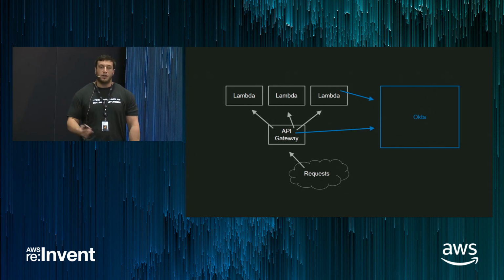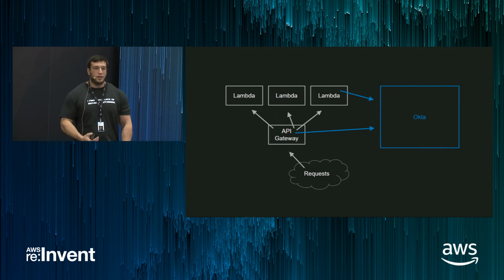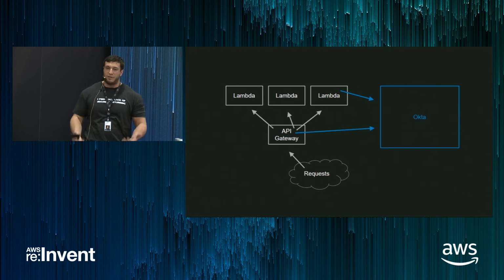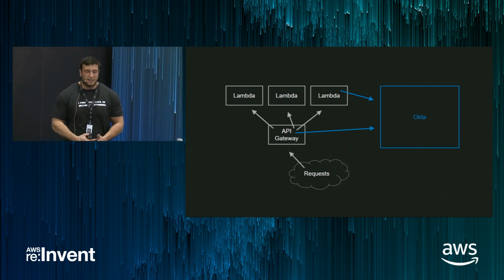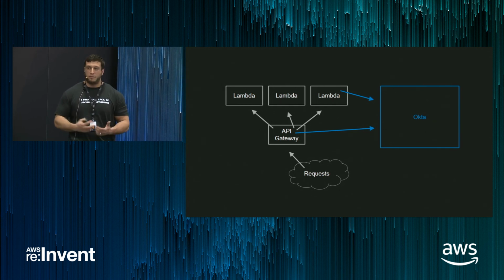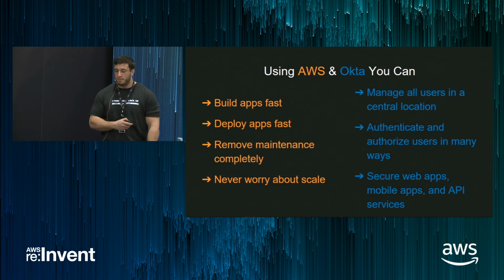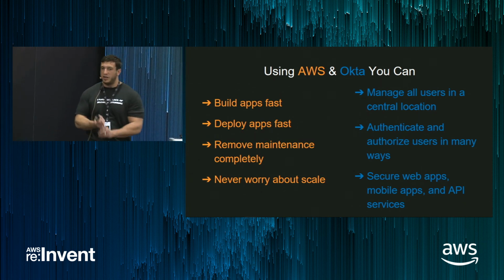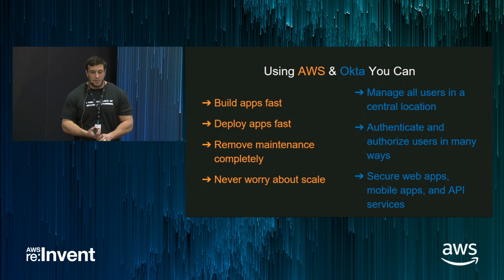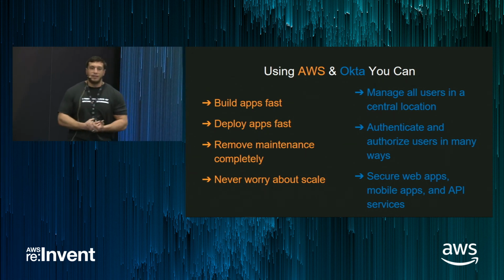The next place you can hook Okta into this is in your Lambda functions themselves. I mentioned earlier that Lambda supports a pretty wide variety of programming languages. Okta supports a lot of different developer libraries and SDKs to make working with Okta in your favorite language super, super easy. So basically, the benefits here are that with Amazon, you can build your apps really fast, deploy them easily, and you can get rid of your maintenance almost completely and never need to worry about scale.